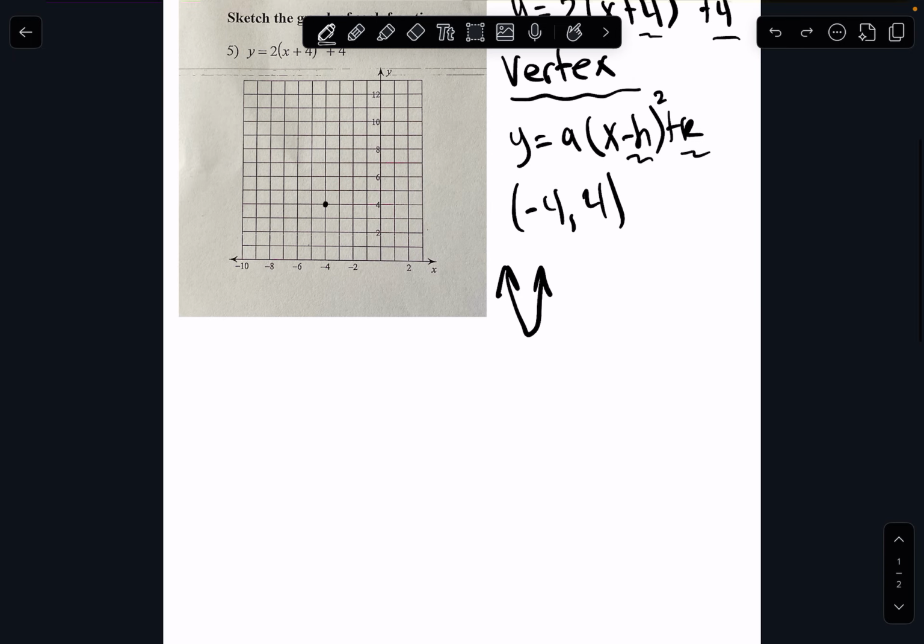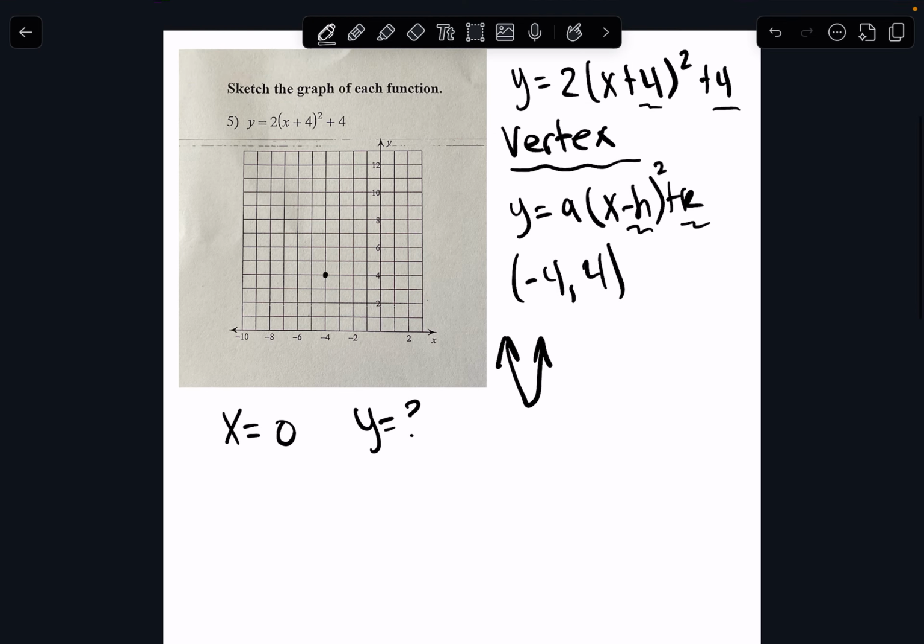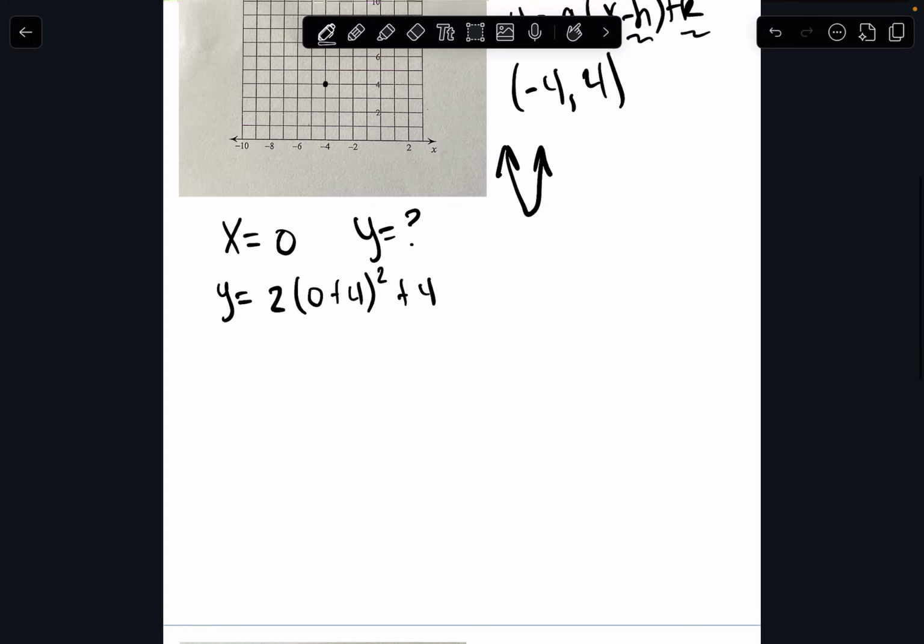which means we're not going to have to worry about finding zeros or x-intercepts. So instead of looking for x-intercepts, I'm going to look for a y-intercept, which would be along this line right here, some point along there. On the y-intercept, x is going to equal 0. So when we set x equal to 0, we're asking what's y going to be? What's our y coordinate? We can just use our equation, setting x equal to 0 and solving for y. So we have y equals 2 times (0 plus 4) squared plus 4.